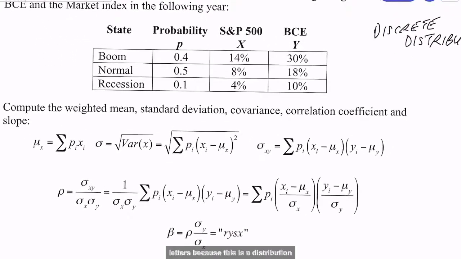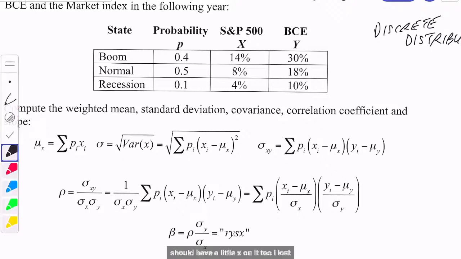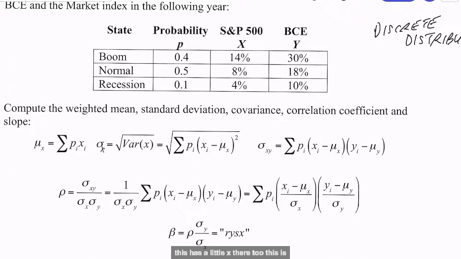We're using the Greek letters because this is a distribution. The mean is the weighted average, and it's represented by mu. I put a little x on it, and this should have a little x on it too. I lost the x. This has a little x there too. This is the weighted standard deviation. This is the weighted covariance. This is the weighted correlation. So these symbols should simplify things, but you could always think in terms of the other formula if it makes it easier in your mind. But this is just for the case that you have a distribution or ex ante type data.